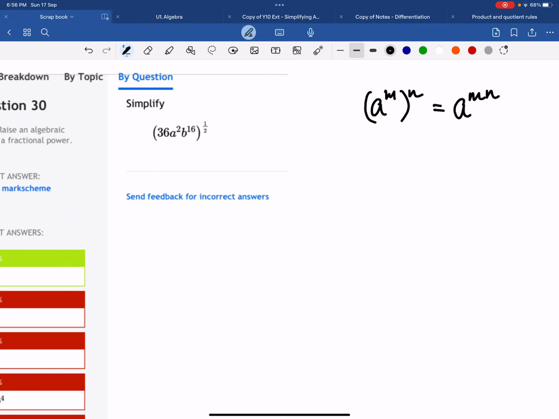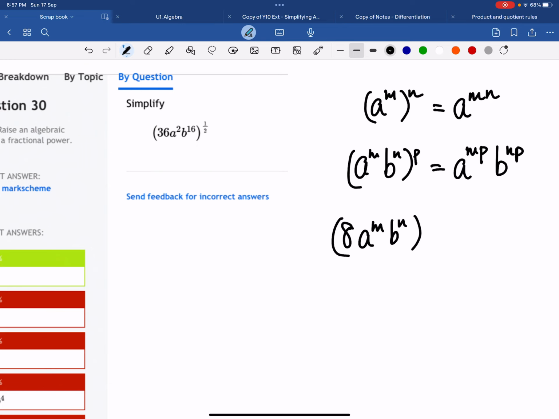And if we are to extend this to something with two components inside the bracket, you need to treat them separately and deal with the multiplication of p. So you distribute the p to each of the power, and we have to do the same even if it is a number. So let's say this is 8 a to the m b to the n, to the p, then it's 8 to the p, a to the mp, and b to the np.